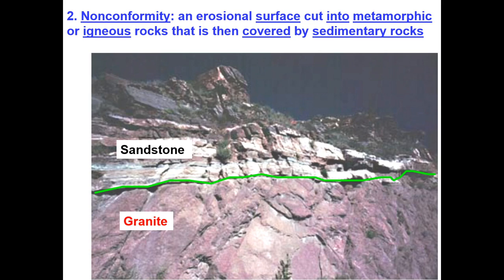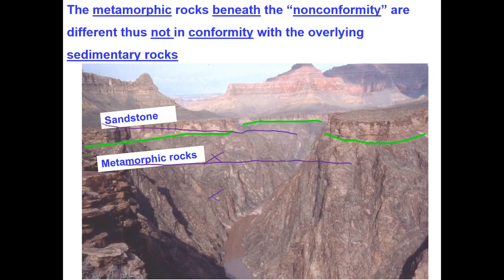So for example, here's your granite, and it's overlain by sandstone layers. You can see how the sandstone has layers. The granite does not. Do y'all see how the granite has no layers in it? That's because sedimentary rocks form layers. Granite and metamorphic rocks don't have layers like that. Okay, let me erase the ink here. So the metamorphic rocks lying beneath are different. Thus, they're not in conformity. They don't conform with the overlying sedimentary rocks. So those represent a nonconformity.